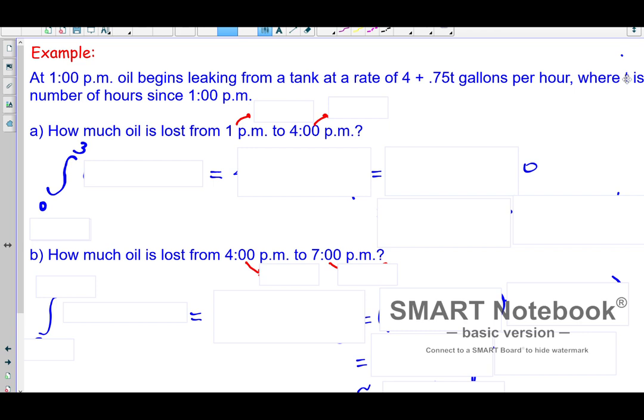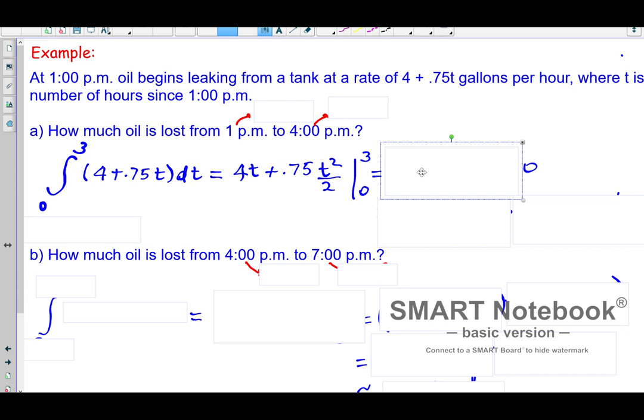So because of the way t is defined in this case, it's number of hours since 1 p.m., we have to subtract 1 from each number to get the actual value for t. And then the function we're integrating is going to be the rate of change function. 4 plus 0.75t is the function we're integrating. So the rate of change of the oil in the container is this. When you integrate it over 0 to 3, you're going to find out how much oil is lost over that time period. And so integrate it to get 4t plus 0.75t squared over 2 over the given limits. And take your time to plug the values in and come back to check your results.